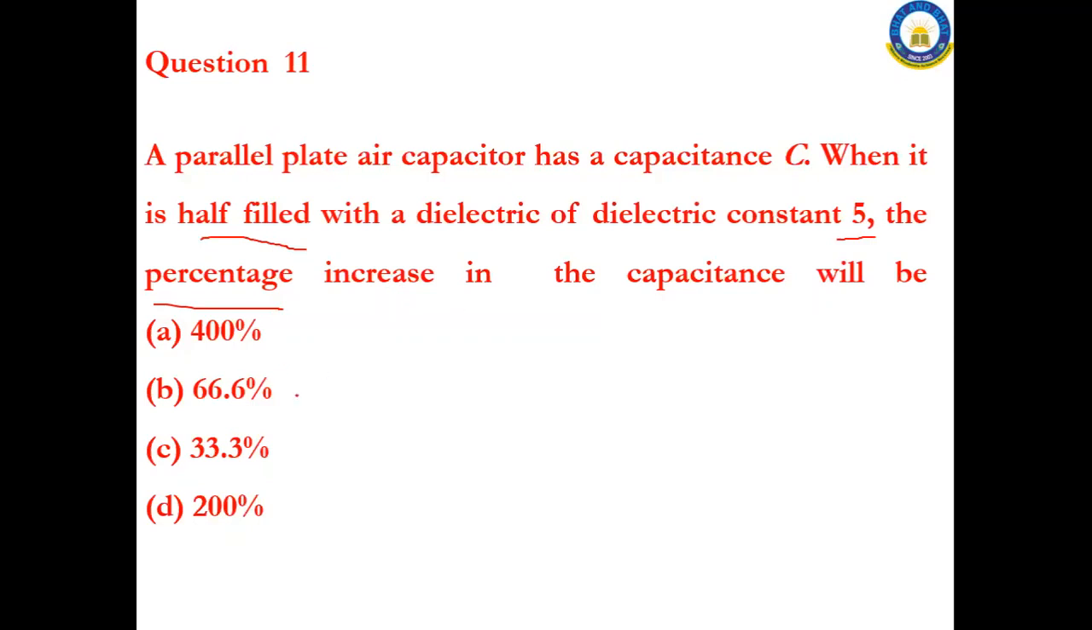So you note down the options first. I will move on to the next slide. Okay, so A 400, B 66.6, C 33.3 and D 200. We will see the solution.